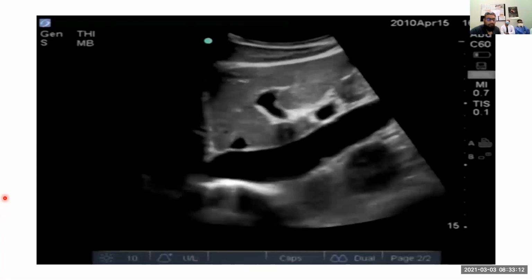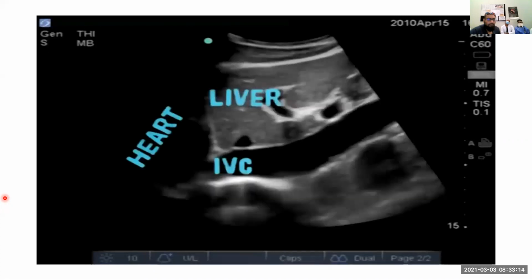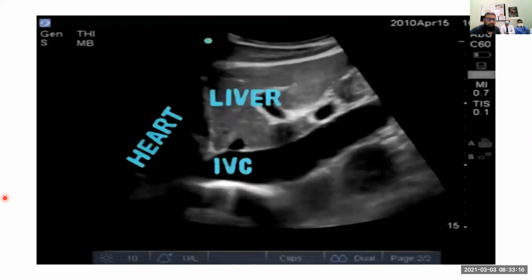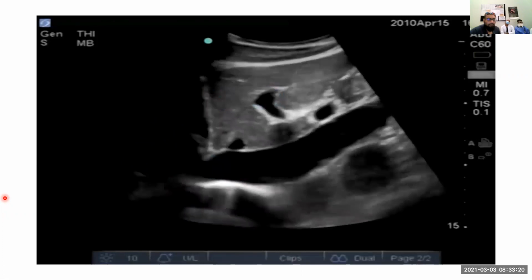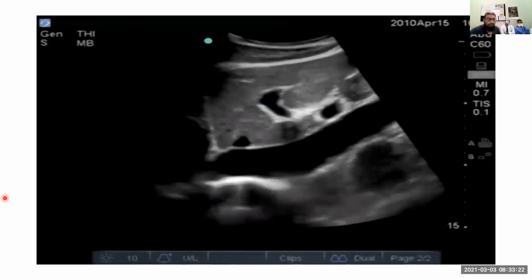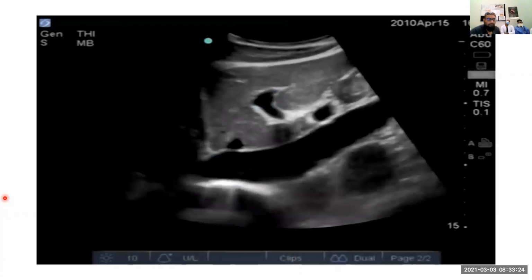So just to review that anatomy one more time, that thin black vascular structure is the IVC, the liver's on top of it, and you're getting just a tiny cut of the heart. About 1 centimeter past the hepatic vein, or 2 to 3 centimeters from the heart edge, is where you look at the IVC.